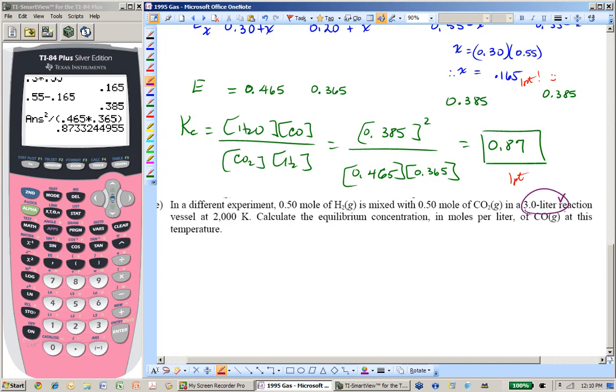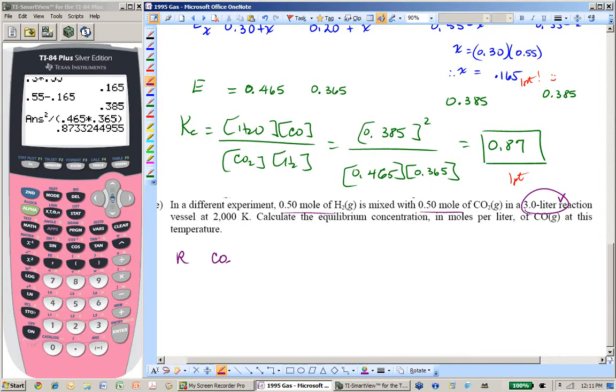So volume is 3 liters. 0.5 moles of CO2, 0.5 moles of H2. Still at 2,000ths, then my K still holds. I still can use that K value, which was 5, or whatever you calculated up there. So calculate the equilibrium concentration in moles per liter of CO at this temperature.